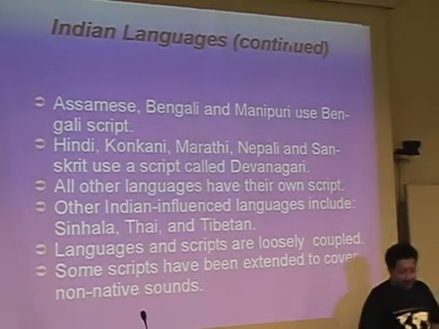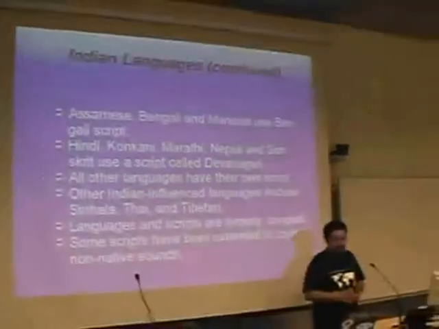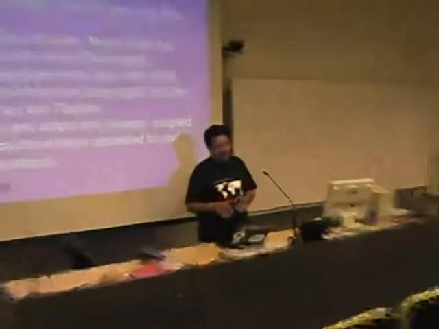Hindi, Konkani, Marathi, Nepali, and Sanskrit use Devanagari, which I'm going to be explaining about. So they all have the same script. And the other languages all have the same script. And if you look at them, you can see the similarities, but they've diverged over time.